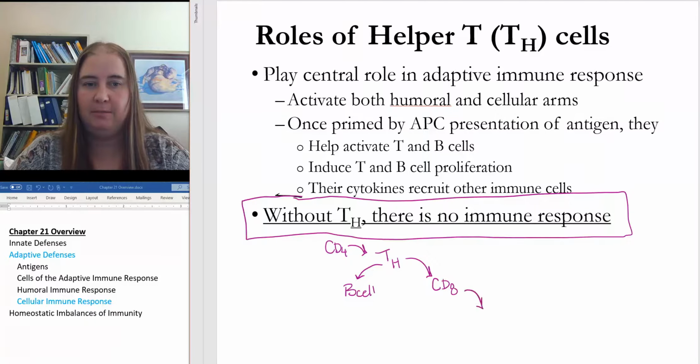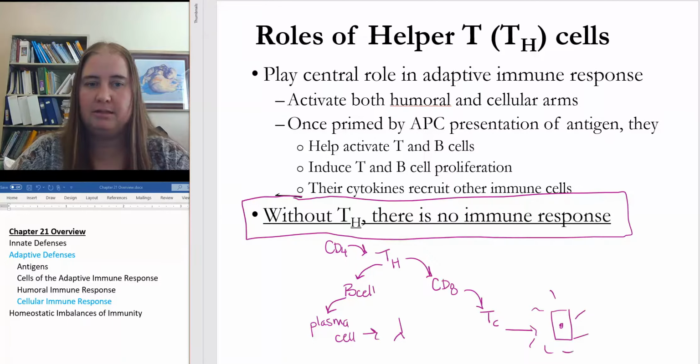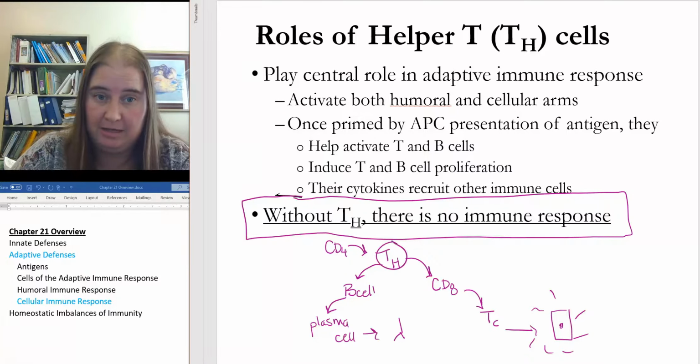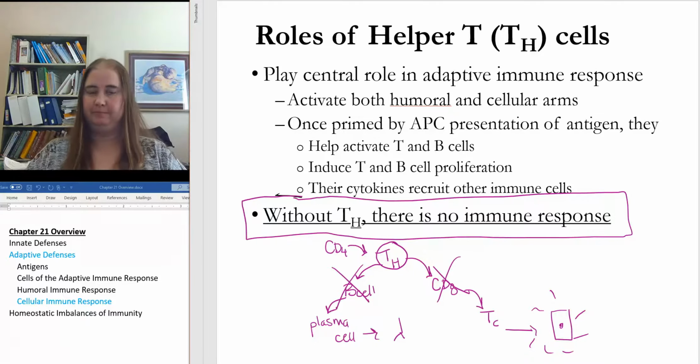This will become a T cytotoxic cell. This will become a plasma cell. This will produce antibodies. This will kill the cells of our body. As you can see here, without this, you don't get this, and you don't get this.